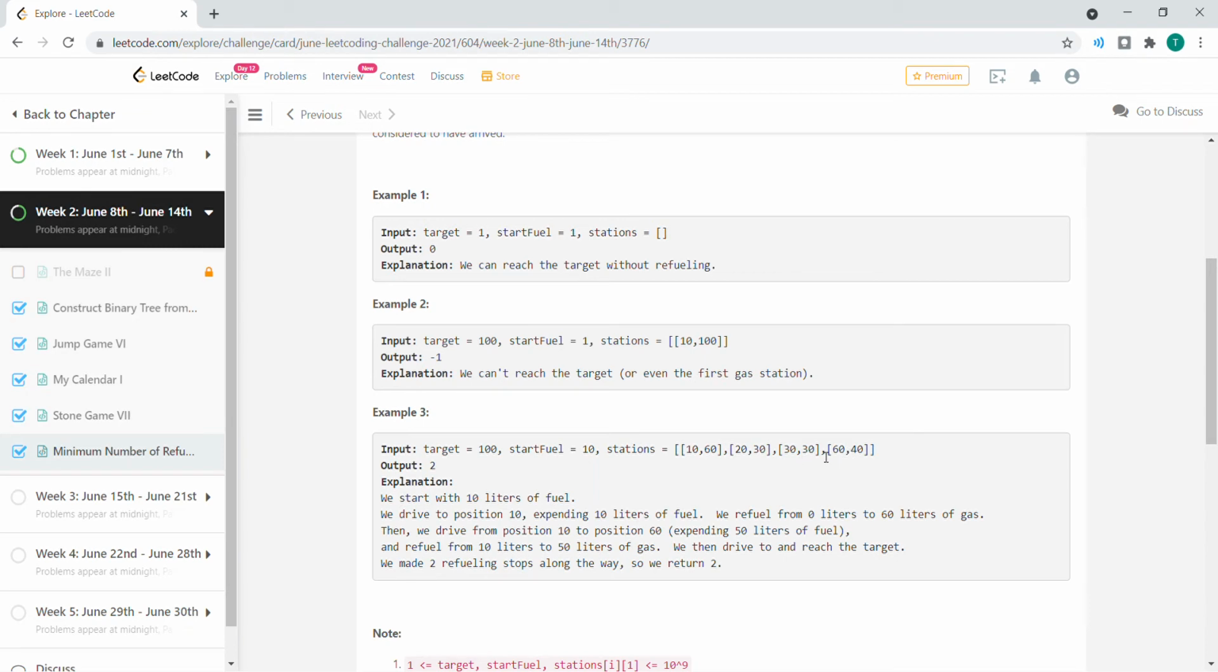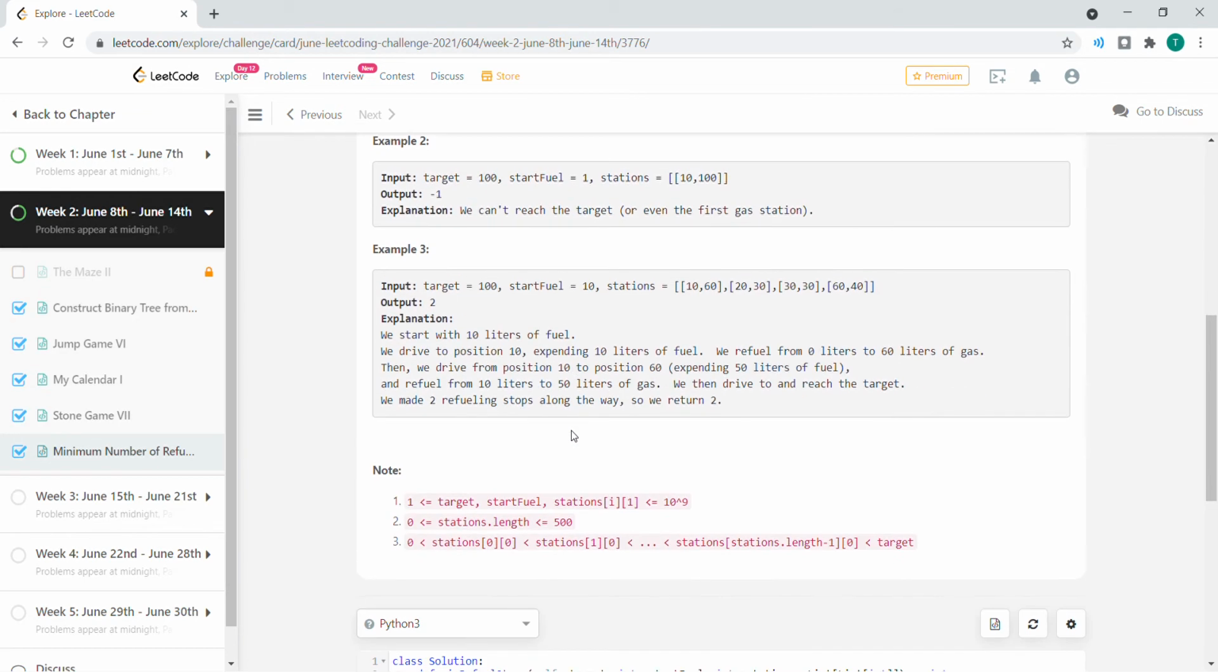However, in order to travel further, we need to refuel at position 60 right here. And we're going to refuel with 40 liters of gas. So that means we're going to add our 40 liters of gas to our pre-existing 10 liters to give ourselves a total of 50 liters of gas at this point. And then from there on, we can travel to 30 and 20 without needing to refuel in order to reach our target of 100 miles. So yeah, that was a long, lengthy one.